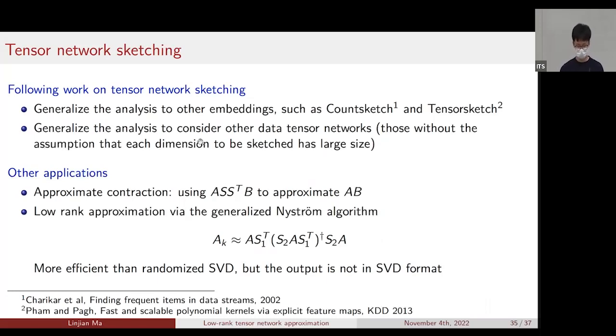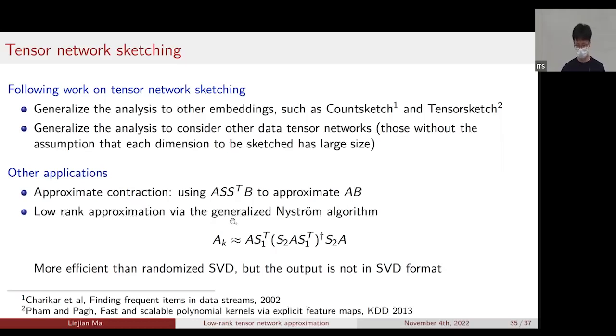So I want to mention that this sketching technique is not only useful in low rank approximation or least squares, but we can also use it in some other applications like approximating a contraction. Basically, if we have tensor networks A and B, we can approximate that by inserting two embeddings in the middle. And also, tensor network regression that Ian has mentioned, we can also use sketching to maybe accelerate that in the classical case.